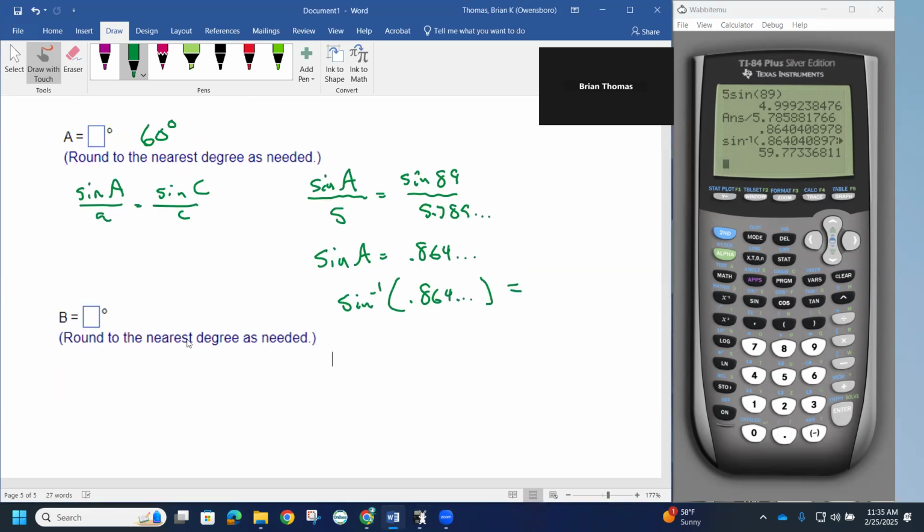Now, to find angle B, we can just go ahead and go 180. We know that angle C was 89, and angle A, that's the 60, if you will, is going to give us then angle B is 31. So I actually don't have to use any trig at all, just 180 minus the 89 minus the 60 is going to give me the missing angle. Since we know two angles, we can subtract from 180 to find the third angle. So 31 degrees, if I round to the nearest degree, would be angle B.